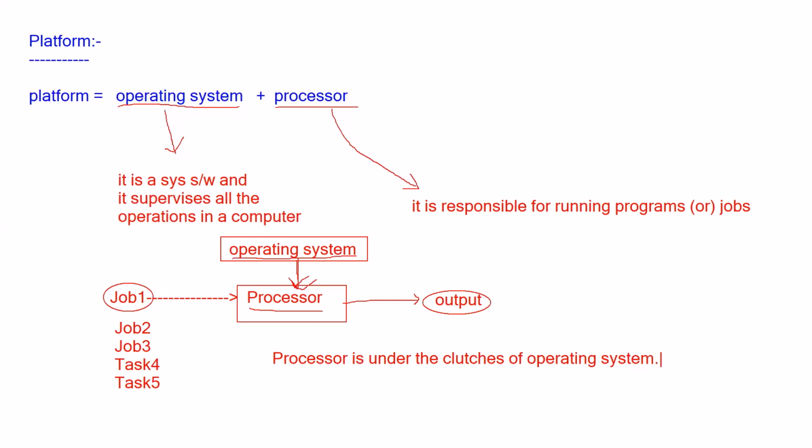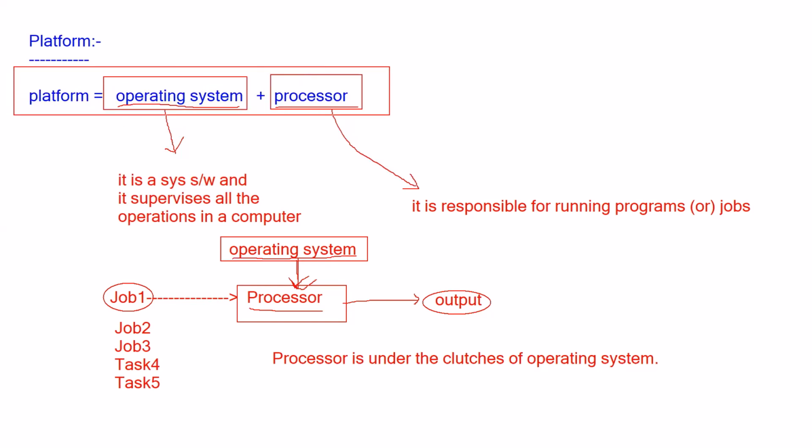What does the processor actually do? The processor will process the jobs or tasks, meaning run the programs. That is what the processor does. So in the computer, these are the two important things, operating system and processor, which together are called a platform. So platform means two things: operating system and processor. This is about the platform.